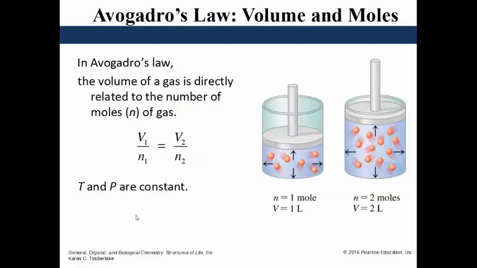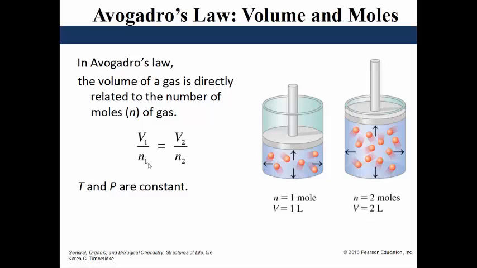Alright, now we'll move on to Avogadro's law. That shows a connection between volume and moles. In Avogadro's law, the volume of the gas is directly related to the number of moles of that gas. This is assuming that the pressure and temperature are constant. So the example that's given here in the graphic, if you have 1 mole of a gas, it occupies 1 liter. If the amount of moles goes up, the amount of volume will go up also.